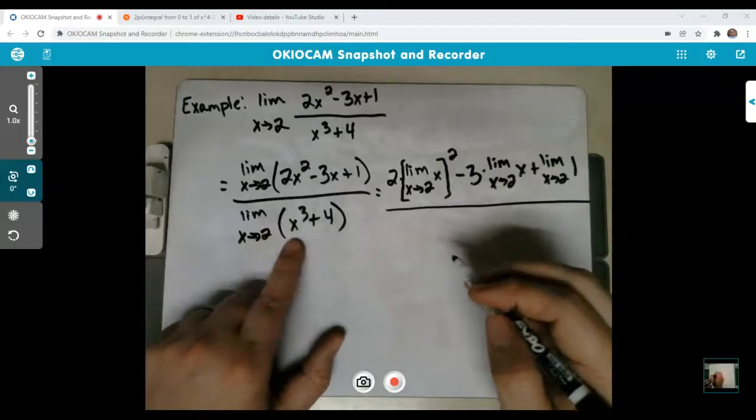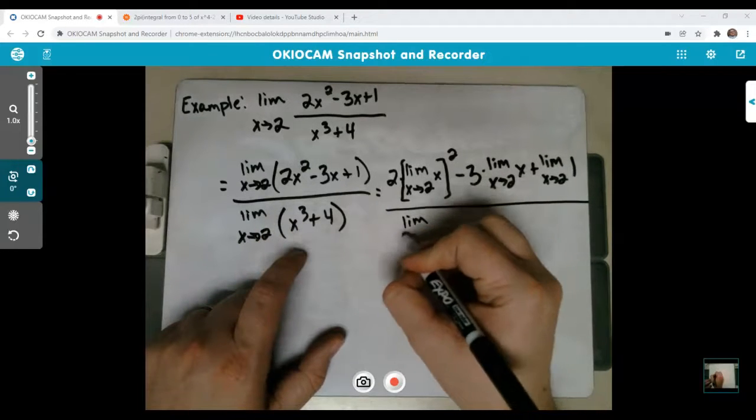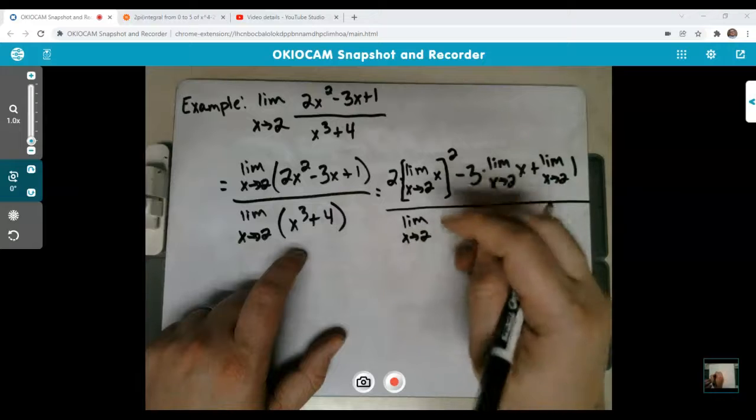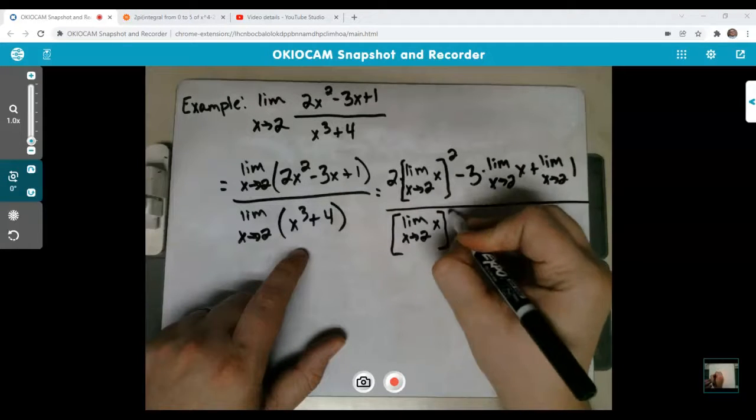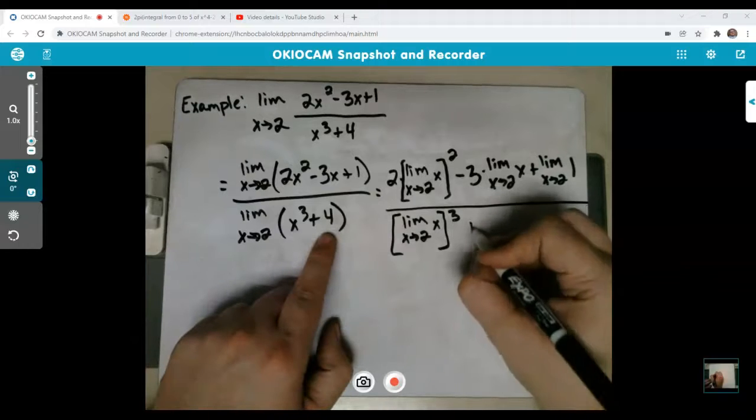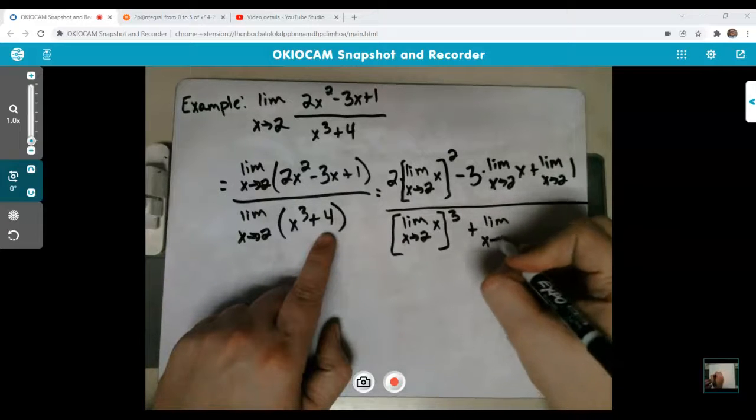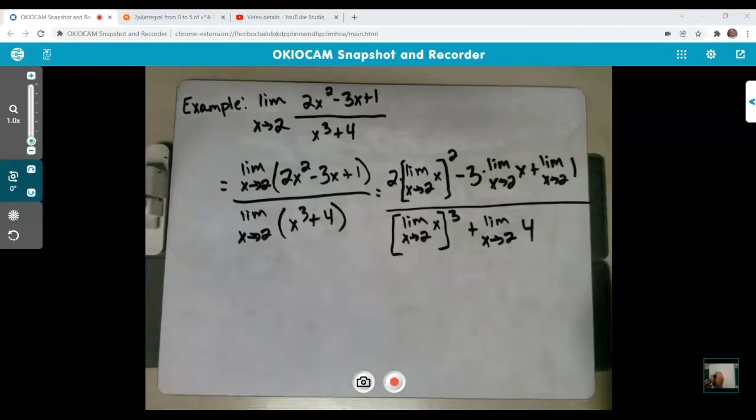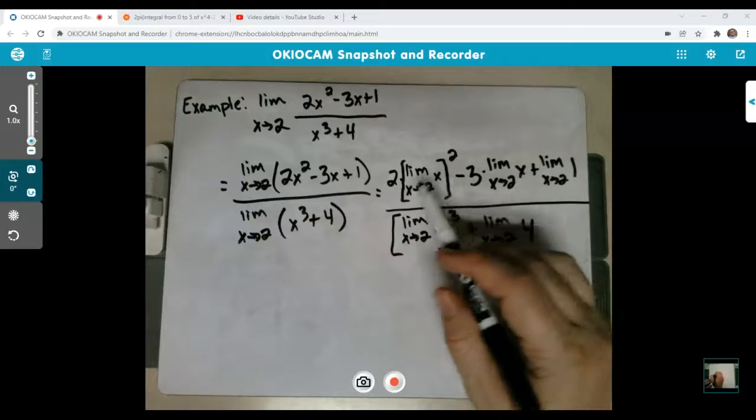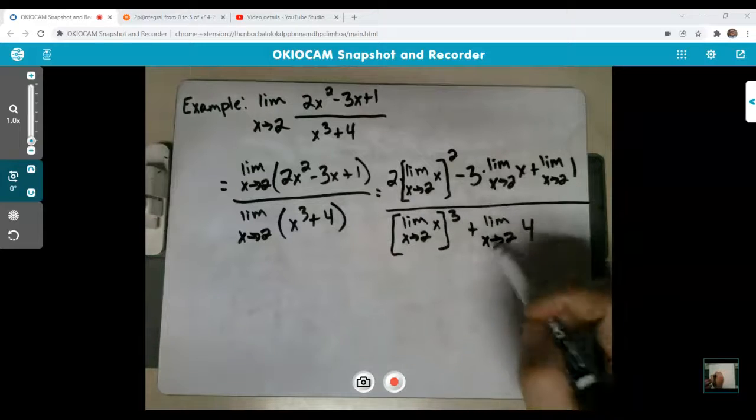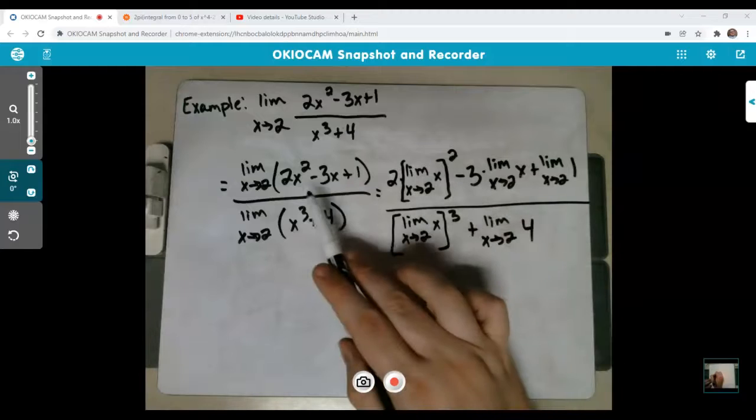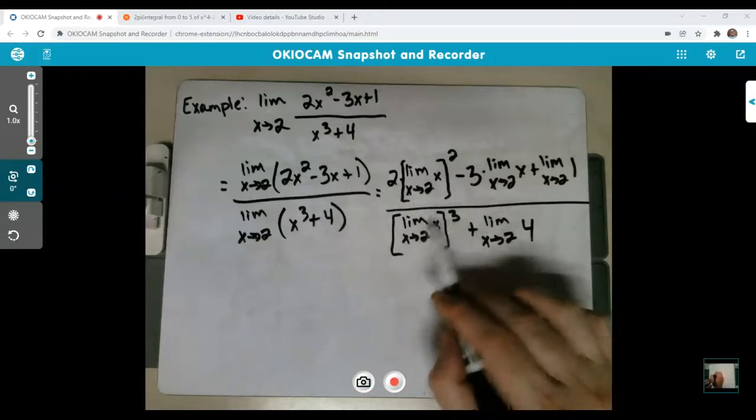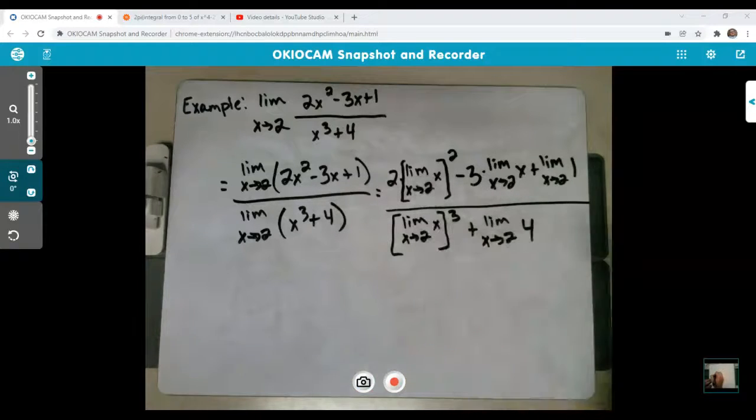Do the same thing down here. This is just an x to the third, so I can do the limit as x approaches 2 of x raised to the third. Move on over here. That's the limit as x approaches 2 of 4. Again, this looks like a lot of terms. It looks like a huge mess, right? But this is actually less work than this was because I know what each of these are, right? I can do each of those.